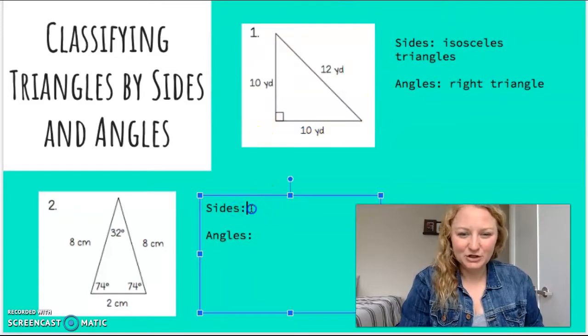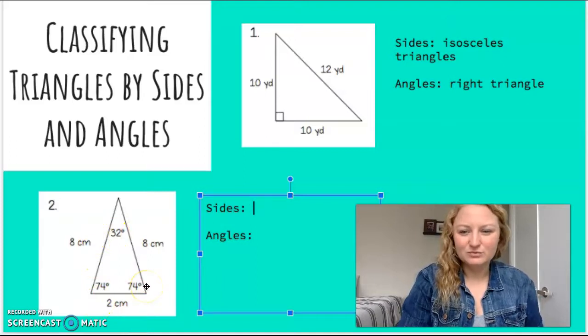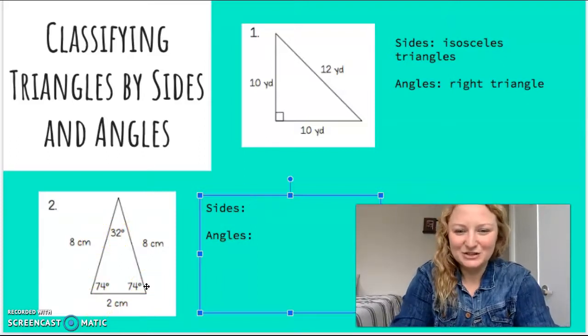Take a look at number 2. 8, 8, and 2. Oh, that's also isosceles. Two are 8, and one is 2, so they're different. Isosceles triangle.